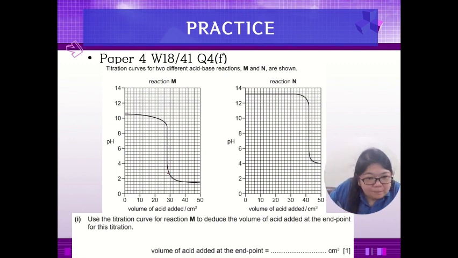Just draw it. For the M curve, this is 28 centimeter cube. And for N, go down, this will be 42 centimeter cube. So that is how you deduce the volume of acid added at the end point for a titration, if you are given a titration curve like this question.